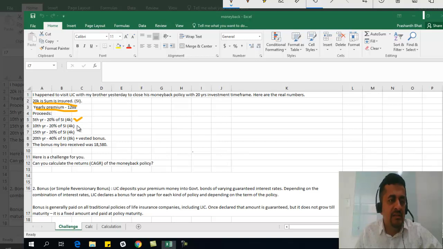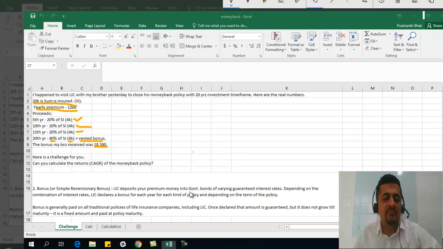At 10 years he gets another 4,000, then another 4,000 in the 15th year, and in the 20th year when the policy matures he gets the remaining, which is 40% of the sum assured, which is 8,000. And whatever is the vested bonus he gets at the end of 20 years. The bonus that Vinay actually got was 18,580.